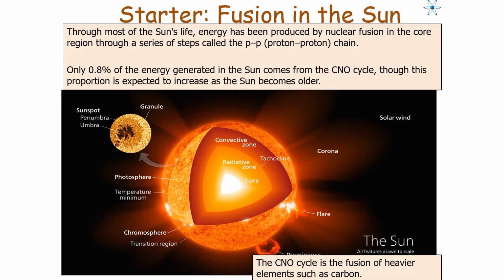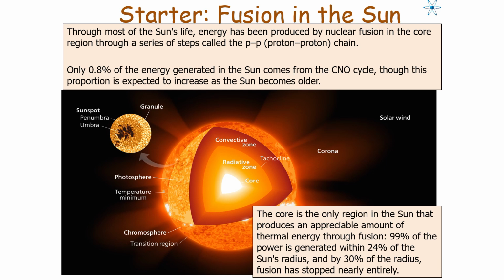So throughout most of the sun's life cycle, energy is being produced by the nuclear fusion in the core region through the steps we looked at before, the proton-proton chain. Only about 0.8% of the sun's energy generation comes from what we call the CNO cycle, which is the fusion of heavier elements such as carbon, nitrogen and oxygen, but this proportion is going to increase as the sun becomes older.